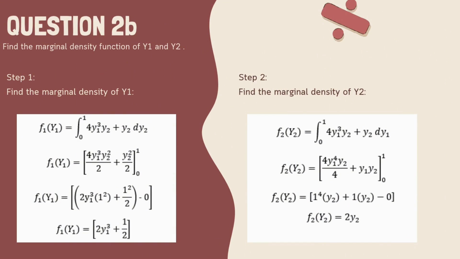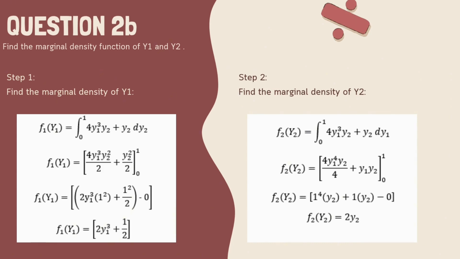Question 2b. Find the marginal density functions of y1 and y2. First, we need to find the marginal density of y1. To find it, I integrate the joint probability over all values of y2, which is from 0 to 1. After substituting the function 4y1 to the power of 3 y2 plus y2 and integrating with respect to y2, I simplify and find f1(y1) equals 2y1 to the power of 3 plus y1 over 2.